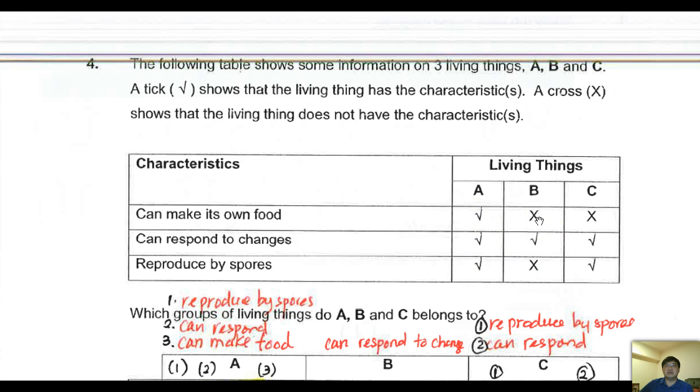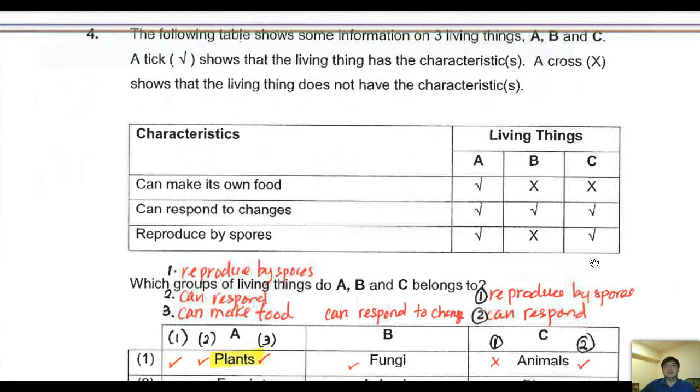For B, cannot make its own food, fine. Can respond to changes, and reproduces by spores. It is a living thing also, but reproduced by spores. Interesting, right? Can't make its own food but reproduce by spore. Most probably it is the fungi.